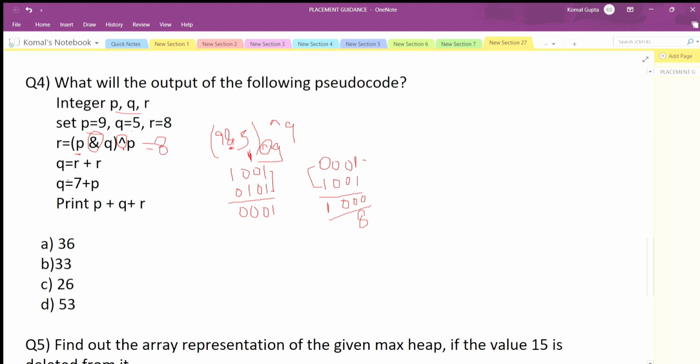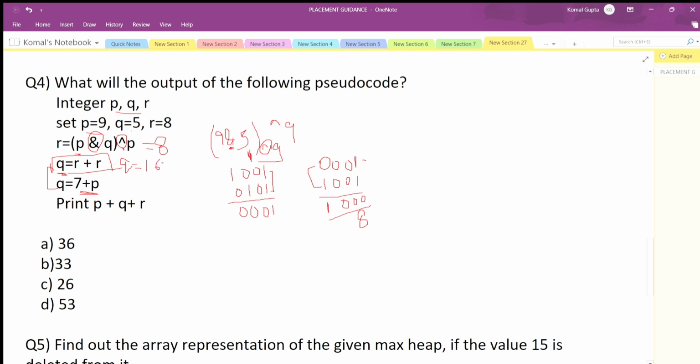Now here you can see that they are finding the value of q 2 times. If they were printing it here, then only you would need to find it; otherwise there is no need to find the value of q here, it's of no use. But if you want to, q is equal to r plus r, so the value of r is 8, so it will be 8 plus 8, 16.